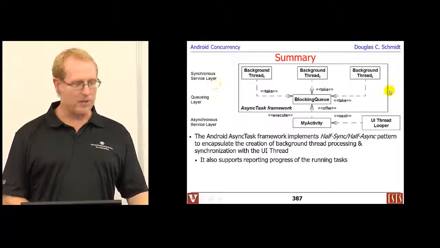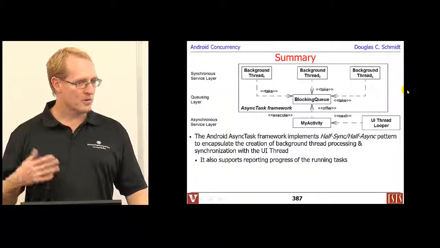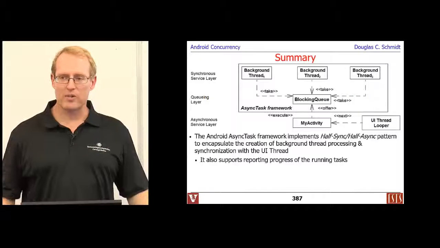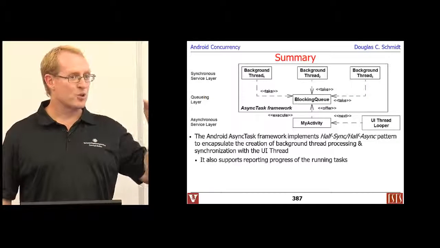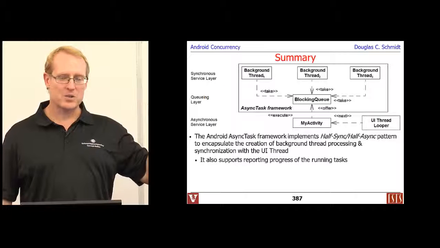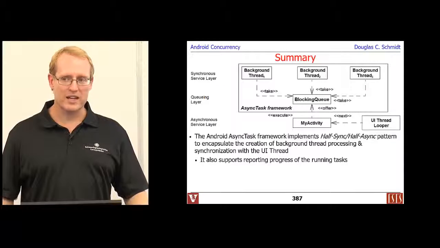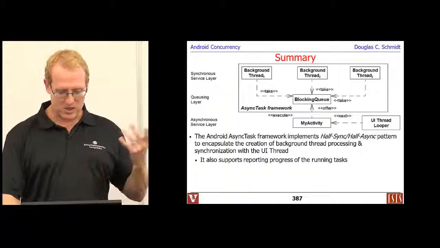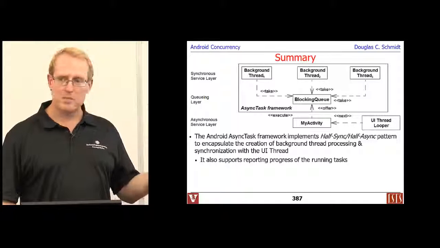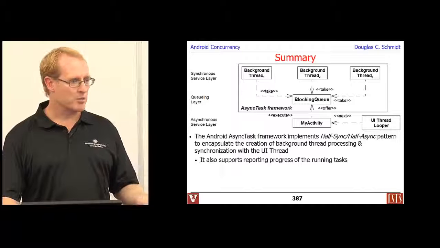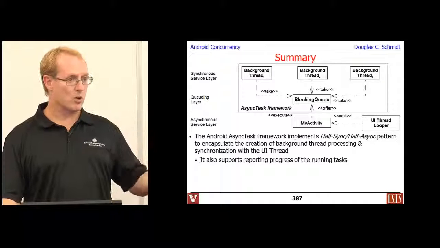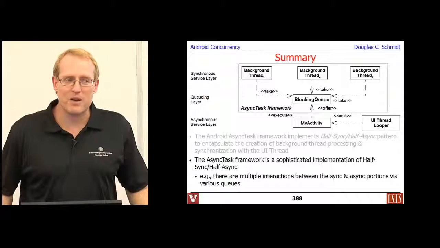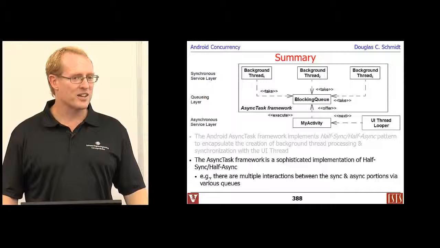And then these background threads are pulling stuff off the queue, processing it, and then they're eventually passing data back to the UI thread through that internal handler mechanism that's used to synchronize messages between the background threads and the foreground threads. So this is actually, as I said, well, I'll get to this in a second. So this encapsulates background thread processing, decouples it from the UI thread. You can also report progress.